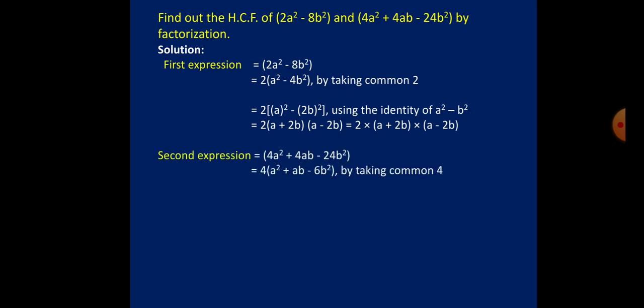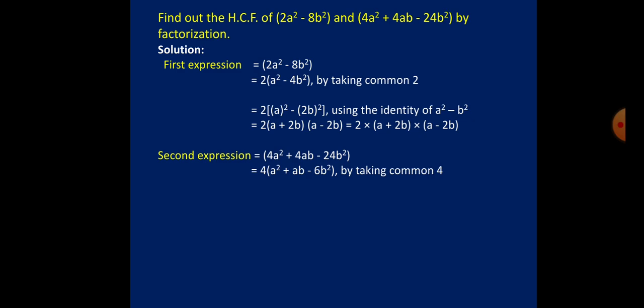Now let us see the second expression, and it is 4a squared plus 4ab minus 24b squared. You can see that 4 is a common factor here, so we have taken out 4. So it is 4 times (a squared plus ab minus 6b squared).